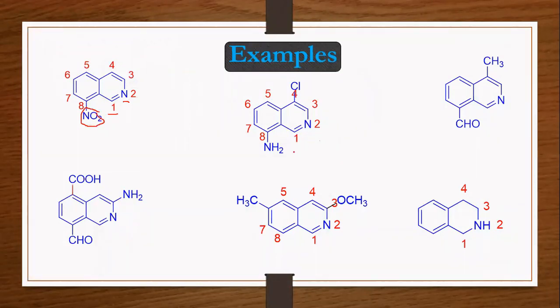Now, in this case, 2 substituents are present. One is a chloro and another one is an amino. Thus, chloro is present at the 4th position, while amino is present at the 8th position. We will arrange these 2 substituents in alphabetical order. Thus, amino will appear first. It is 8-amino 4-chloroisoquinoline.